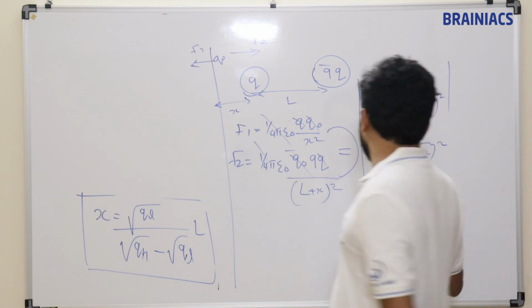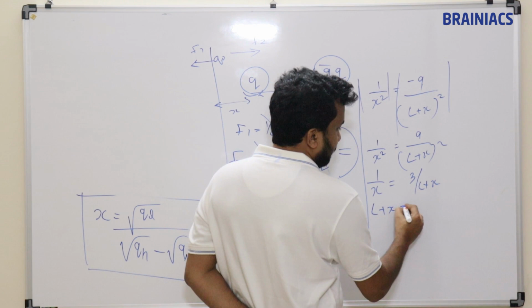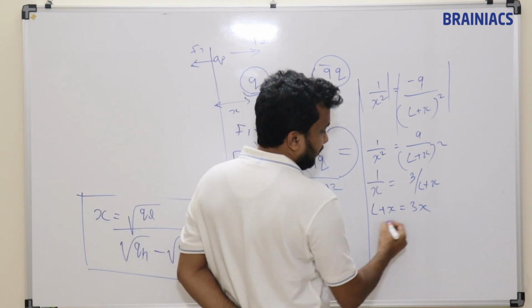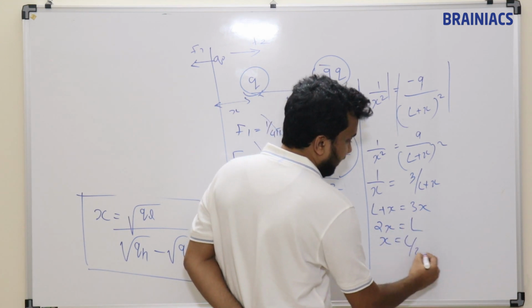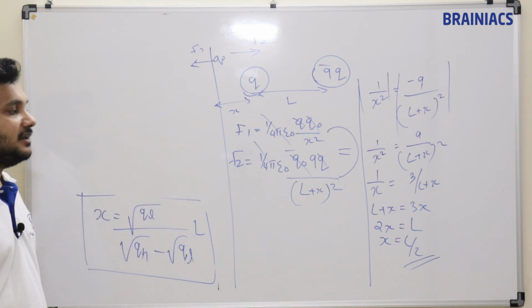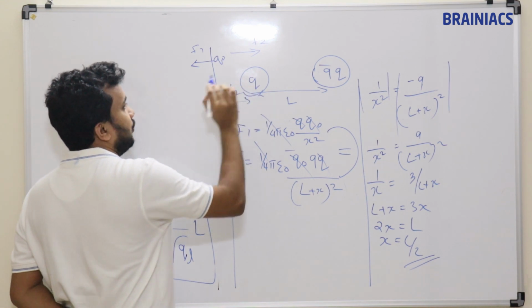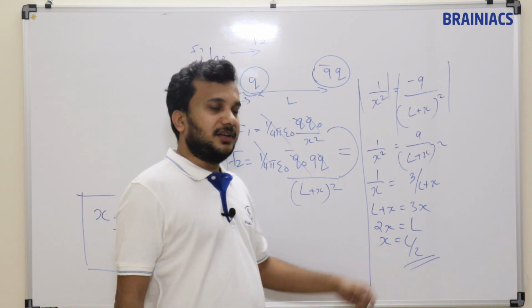We have to simplify this one. So we'll cross multiply these two terms. So L plus x will be equal to 3x. This will go to the other side, so what will come? 2x will be equal to L, x will be equal to L by 2. So x equals L by 2 is the position. X equal to L by 2 means the third charge will come to an equilibrium position at L by 2 distance away.